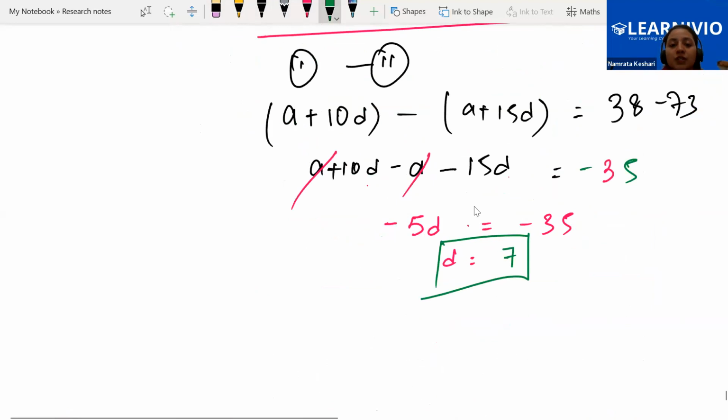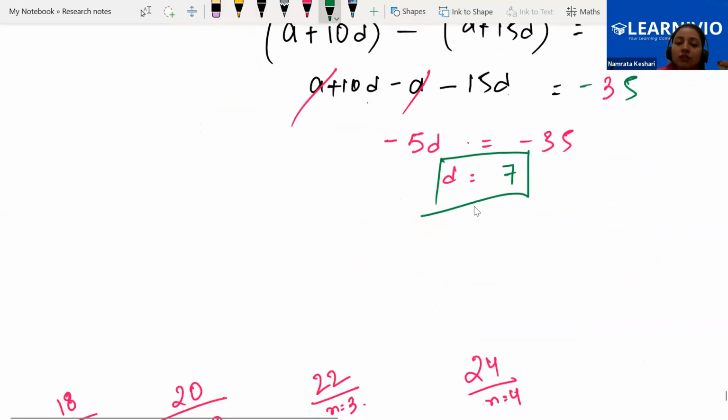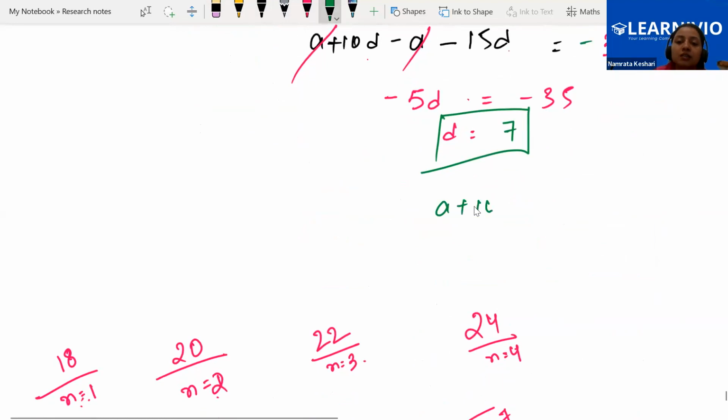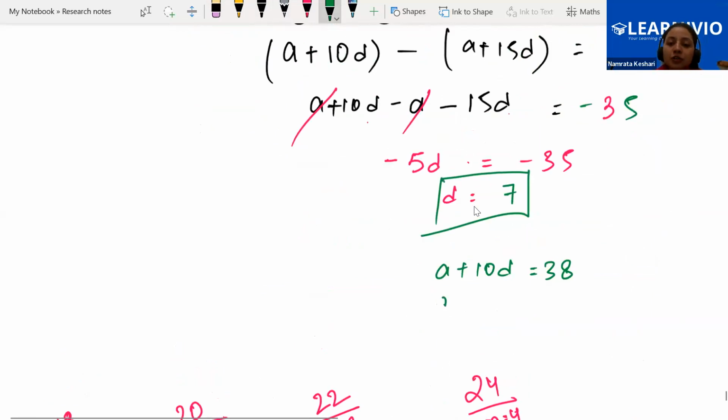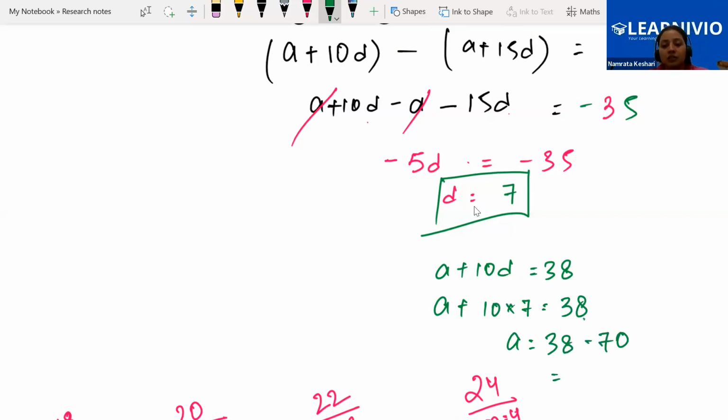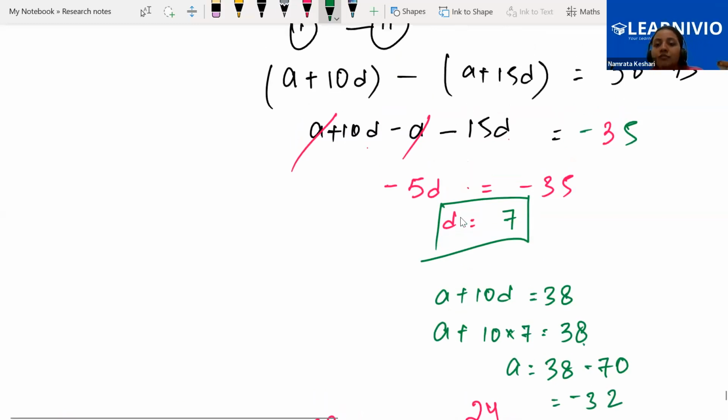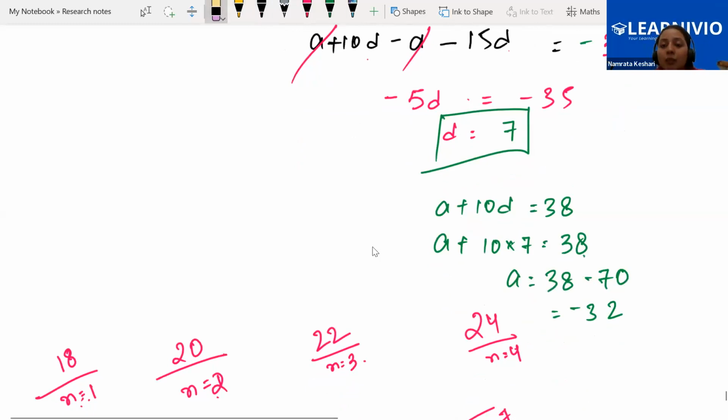So equation 1 is a plus 10d is equal to 38. Okay, d value we will substitute over here: 10 into 7. a is equal to 38 minus 70. Can you tell me 38 minus 70 is what? Minus 32. Yeah, minus 32. Okay, we got the first term a, we got the common difference d.